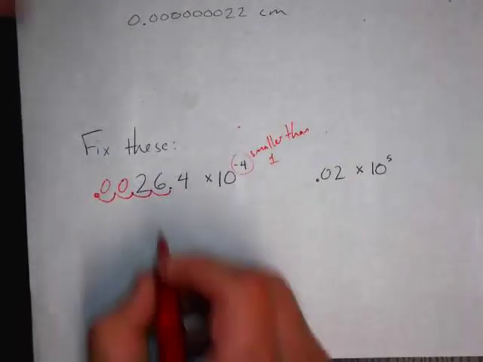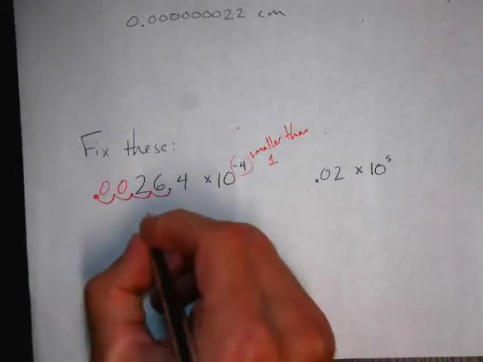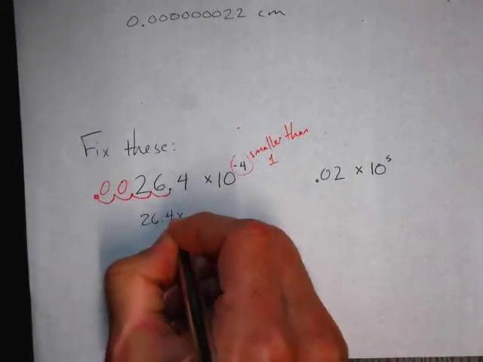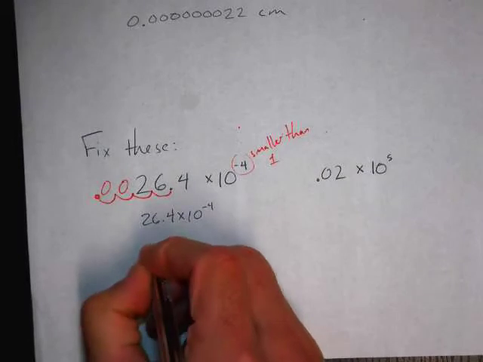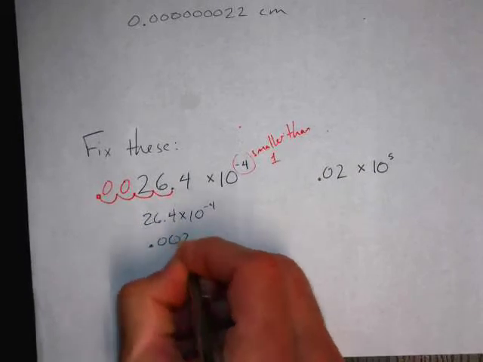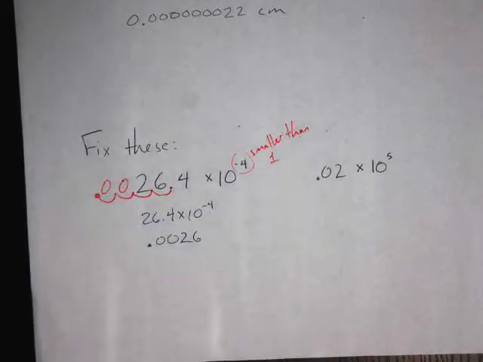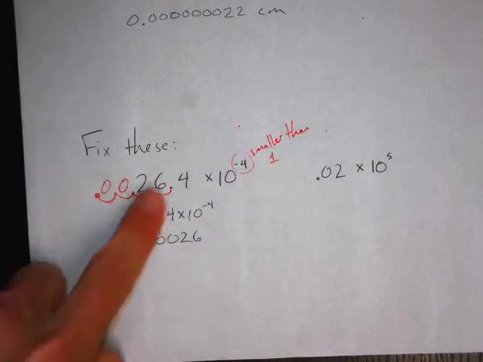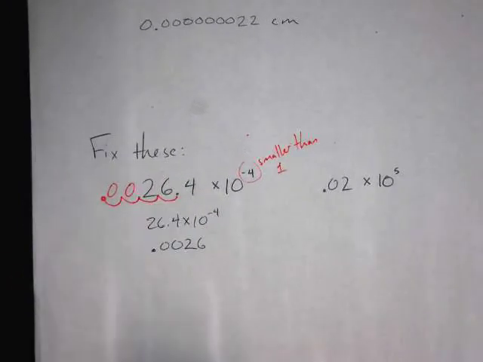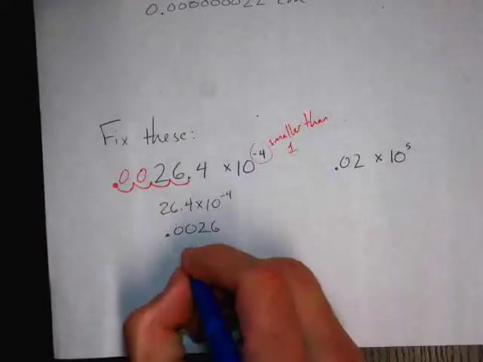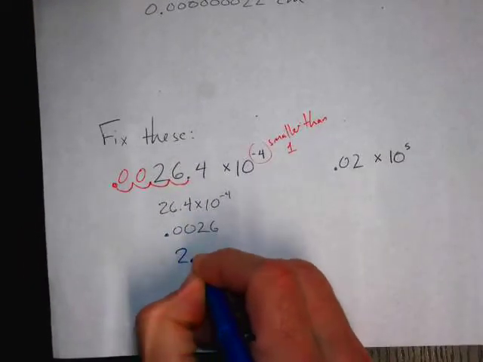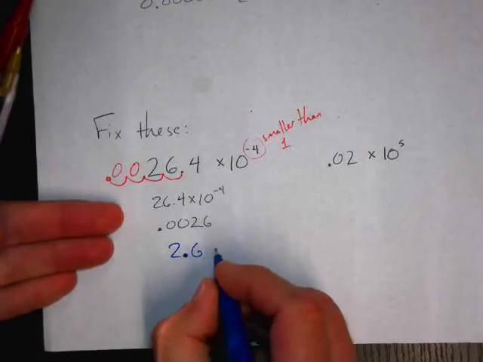Okay, so this number, 26.4 times 10 to the negative 4, is actually 0.0026. That is actually the number. And if we're going to fix this, because this isn't in scientific notation, if we're going to fix this number, remember we have to express it with the decimal point in the appropriate place.